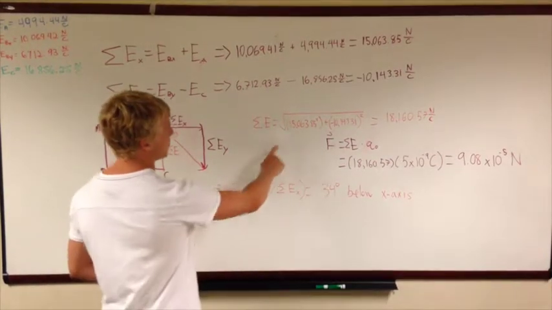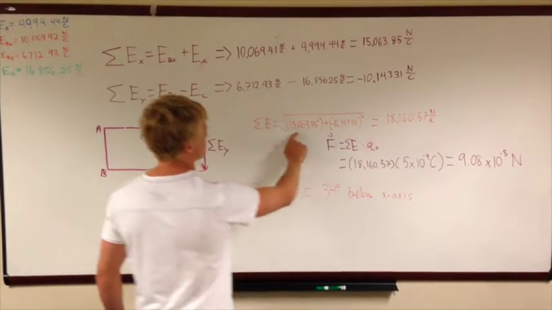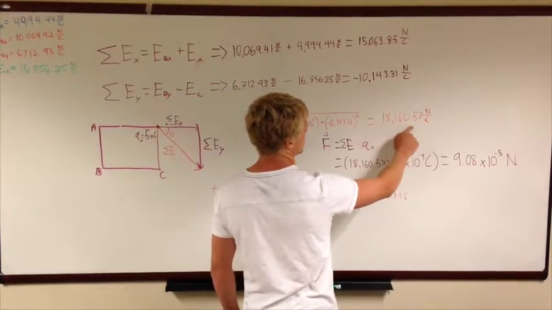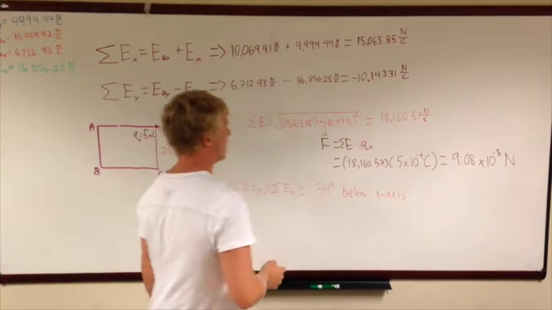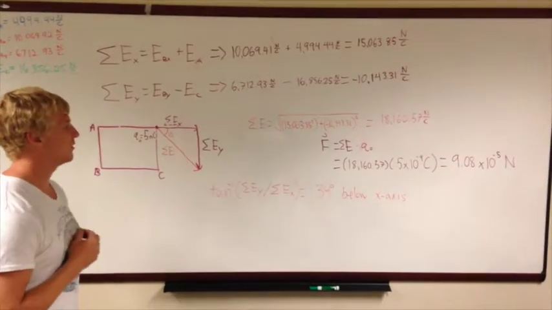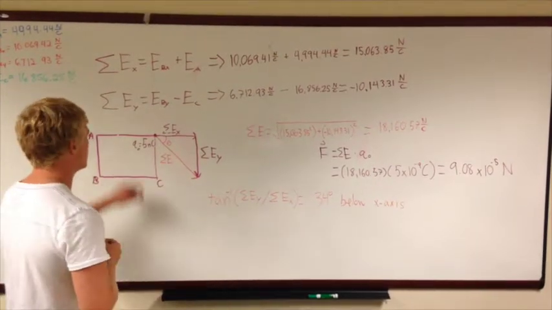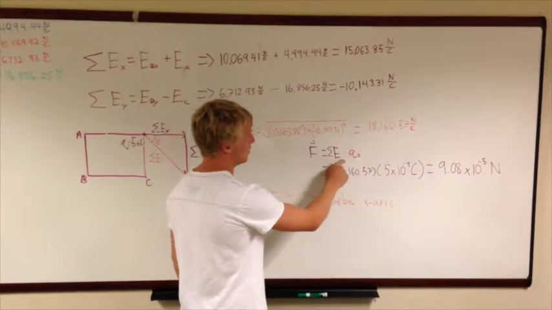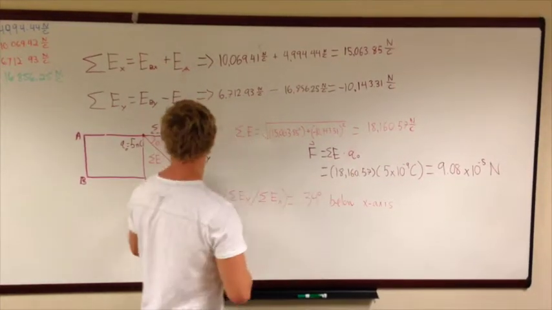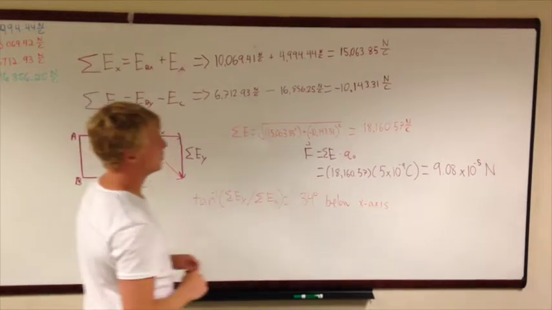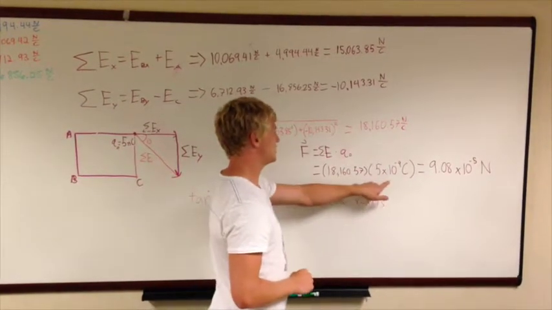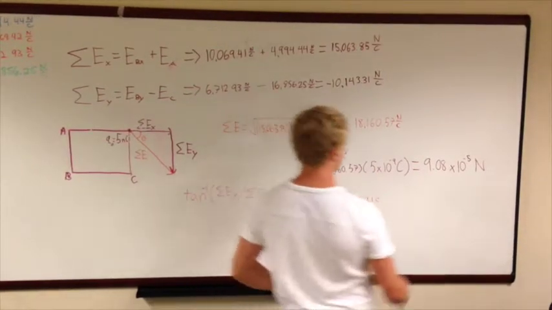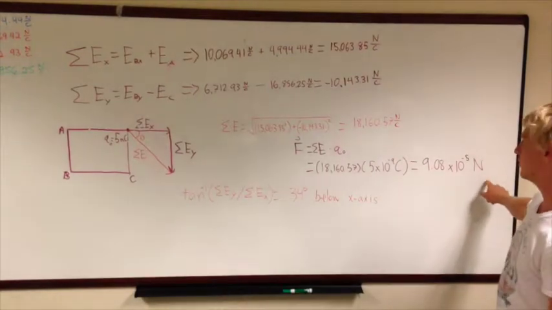And so from there, we want to find the total electric field acting on this particle. We do that by using Pythagorean's theorem here, just plugging in these equations here, and we get the total electric field to be 18,160.57 newtons per coulomb. So now that we have the total electric field, we can find the force acting on this particle by using this equation. Force equals the total electric field multiplied by the charge of the particle here. And so we just plug in this number, and this is the charge of the particle to begin with. Just do a simple conversion to coulombs, and we get 9.08 times 10 to the negative fifth newtons over here.